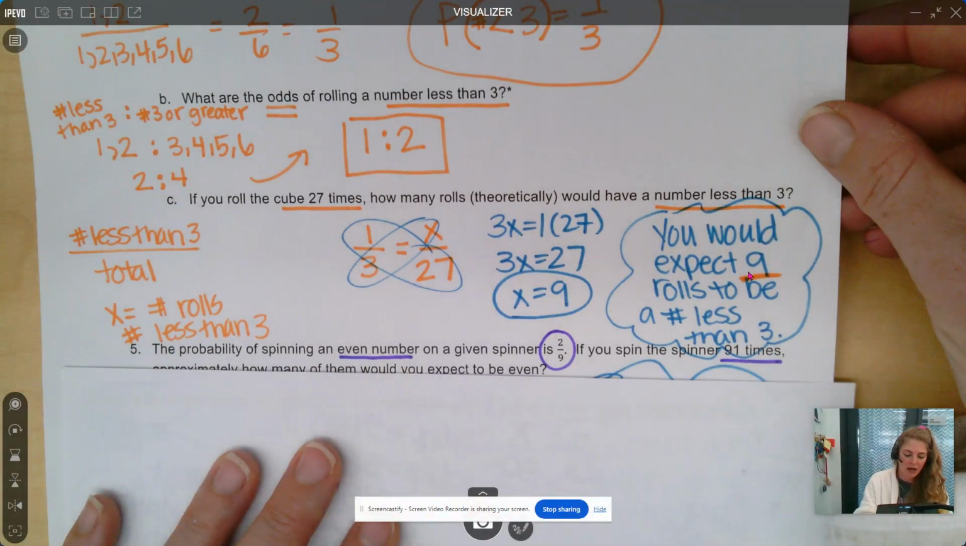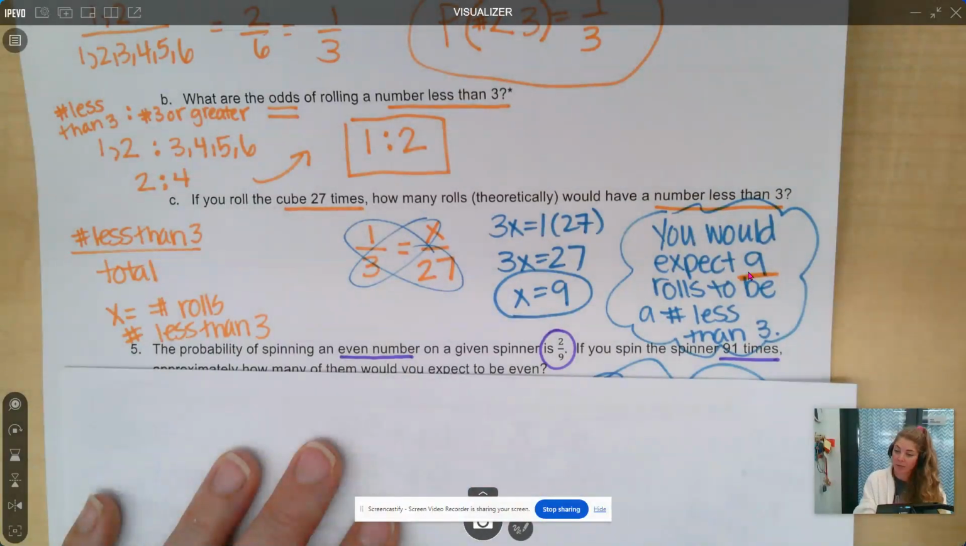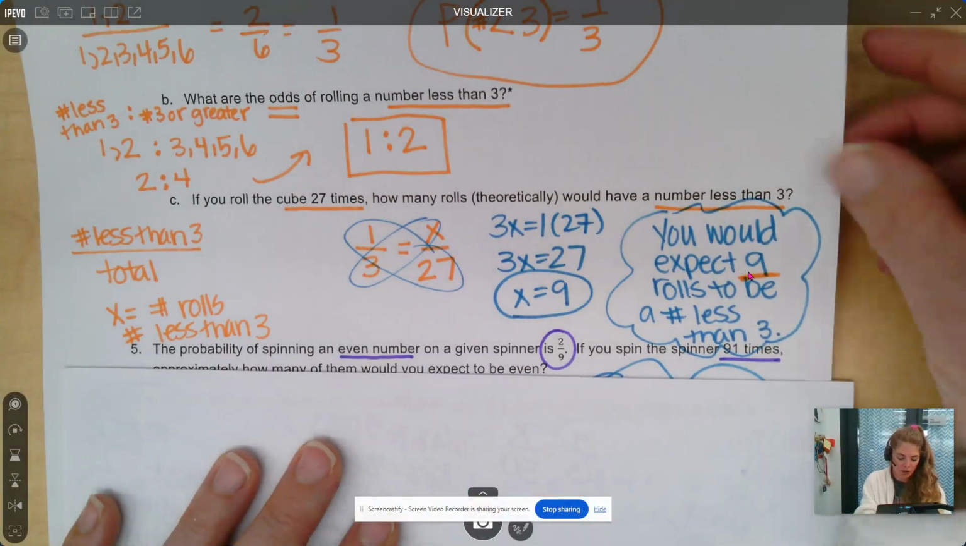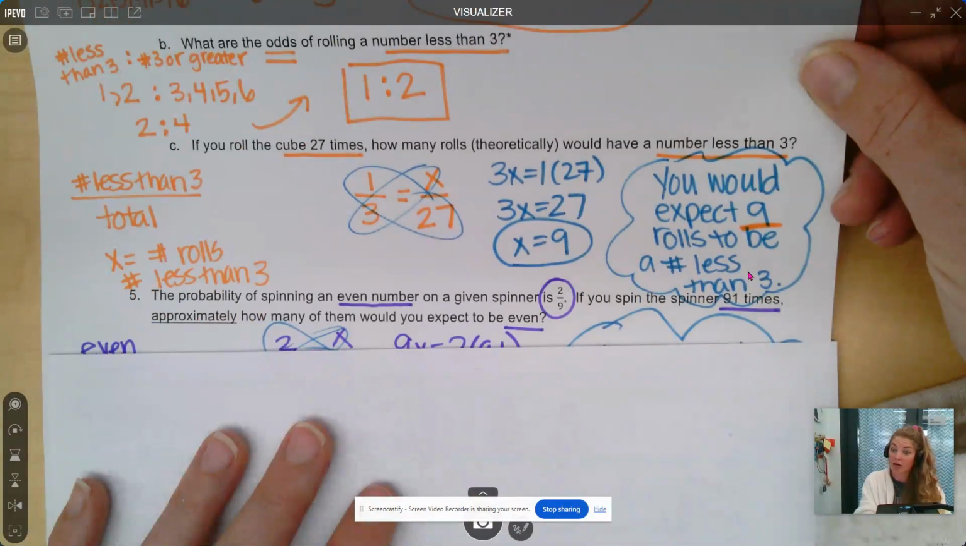Very nice. I know these you could probably solve without the proportion, but you do need to follow the directions because these will get harder.